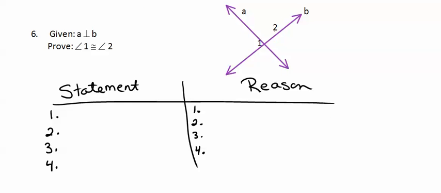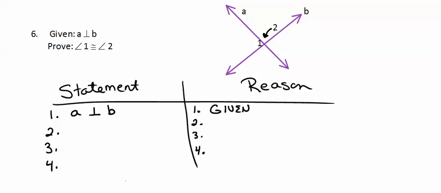Let's look at one of your homework problems, number 6. It's a proof problem that uses perpendicularity. The first part is the given, showing that line A is perpendicular to line B. And what we are trying to do is show that angle 1 is congruent to angle 2. We start with the given. We know that line A is perpendicular to line B. Again, the reasoning is given.